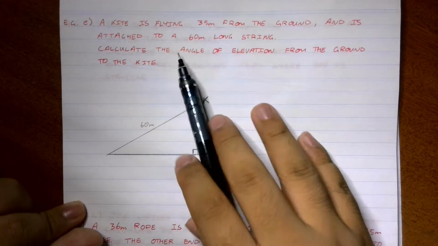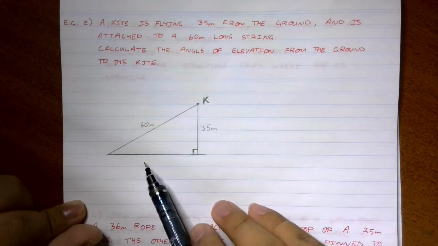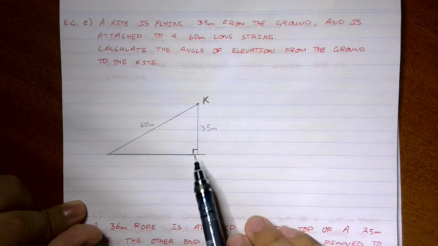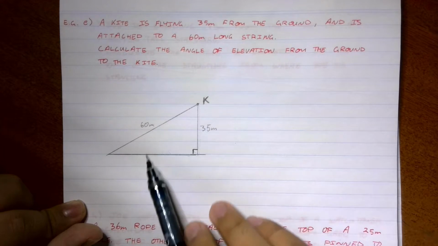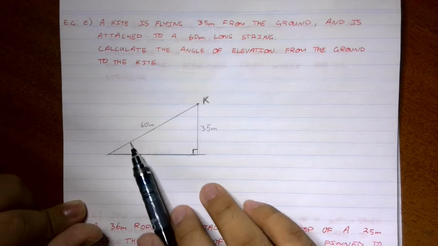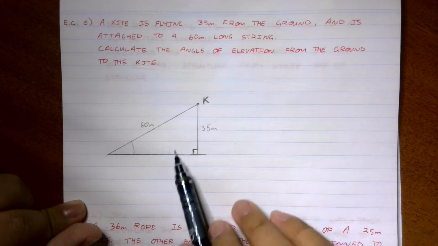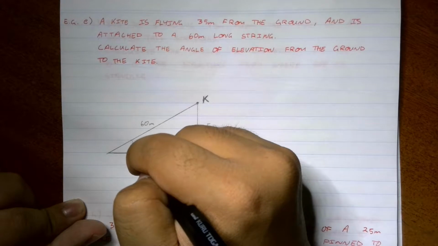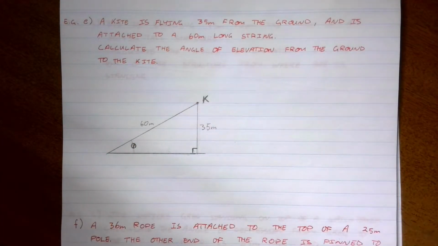So what we are calculating is the angle of elevation from the ground to the kite. So from the ground to the kite, we want to measure this angle. From the ground to the kite, what angle does that make? So really what we are calculating is this one here. Let's use our special symbol for an angle, theta.